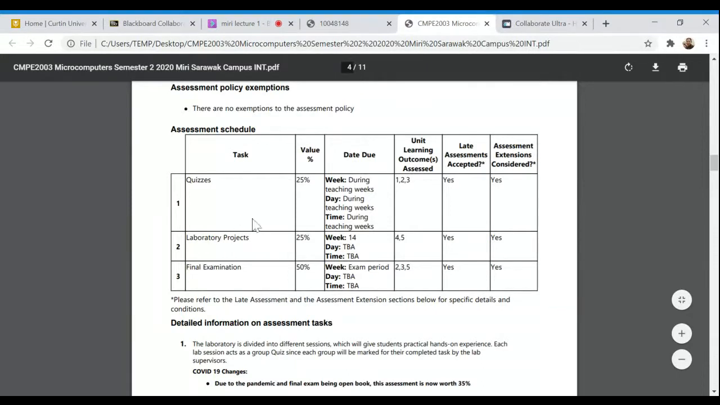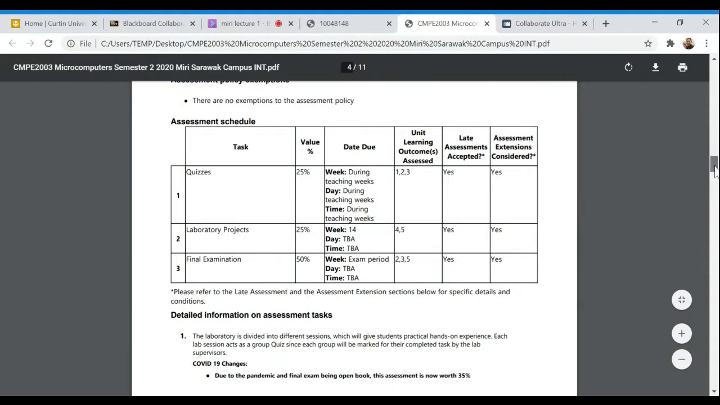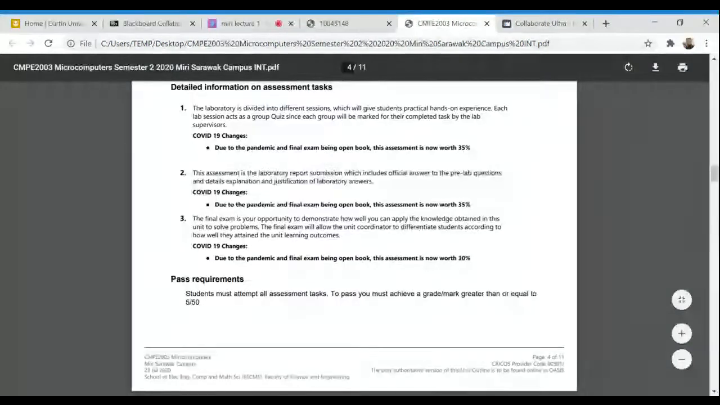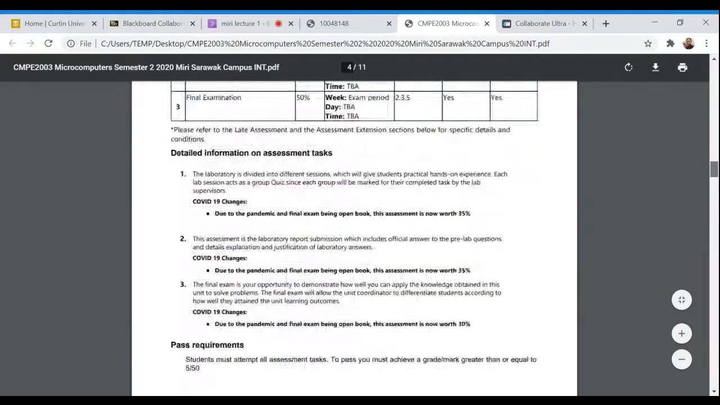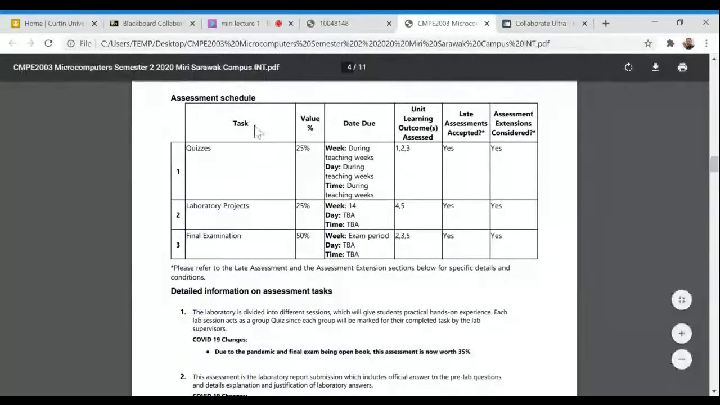I do not know whether you'll be happy or not with the current situation of COVID-19, but let us look at the changes that are introduced because of it. As you can see, there are three assessments. One is the quizzes, which means you will have a lot of e-quizzes or questions for the lab. After you answer all those, you get 25% of the overall marks. The second element is the lab report, and the final exam is 50%.